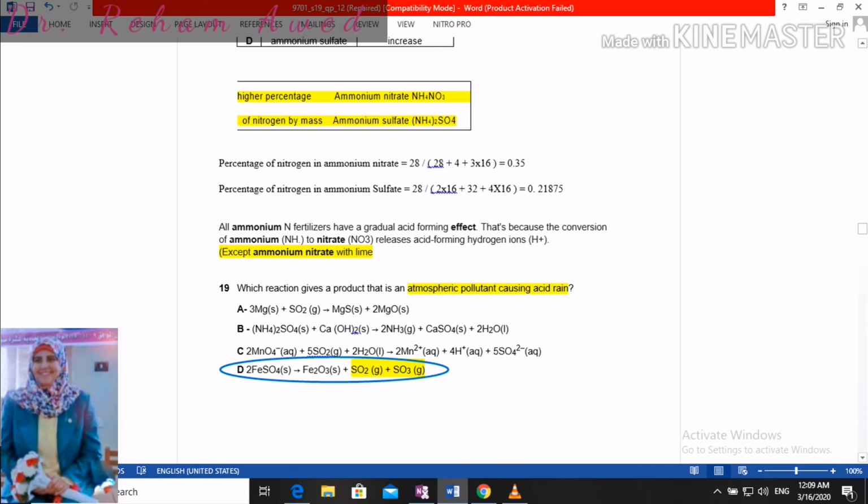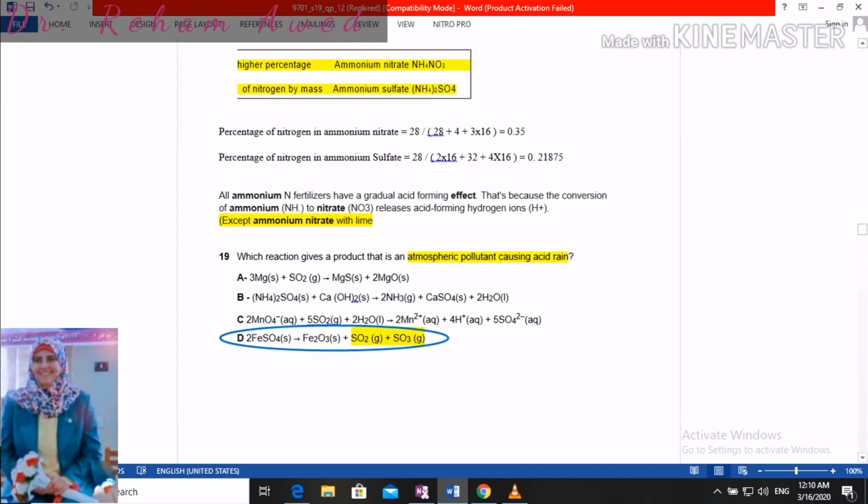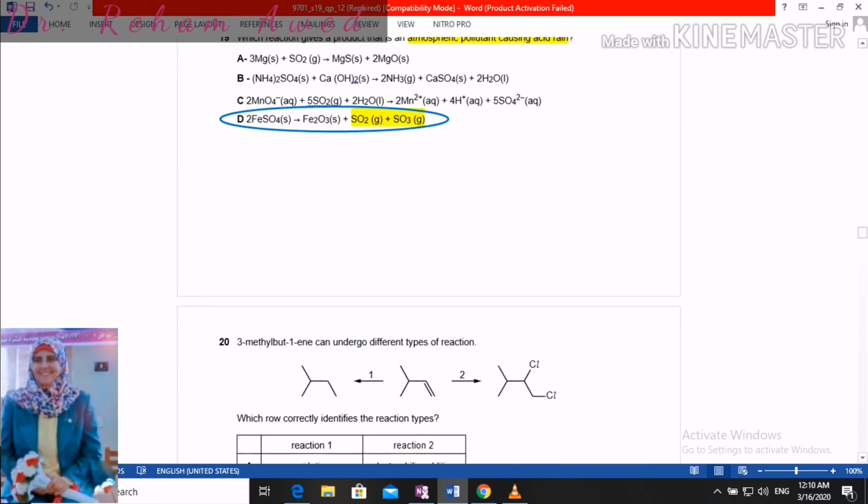Last choice, iron sulfate, FeSO4, will form ferric oxide plus sulfur dioxide plus sulfur trioxide. So we have two different types of sulfur oxides: sulfur dioxide plus sulfur trioxide. Of course, they are gases mainly responsible for acid rain. So our best choice is D, as we have sulfur dioxide and sulfur trioxide. In all the other choices we have solids or liquids. Okay, next question.